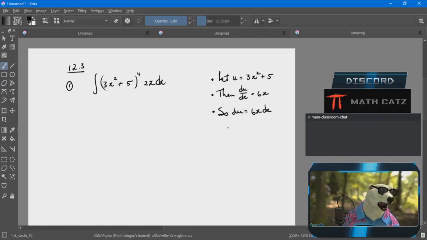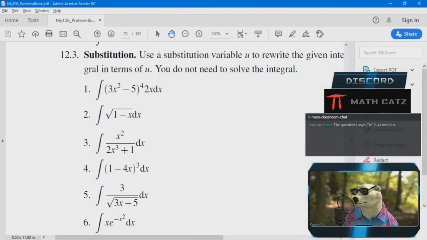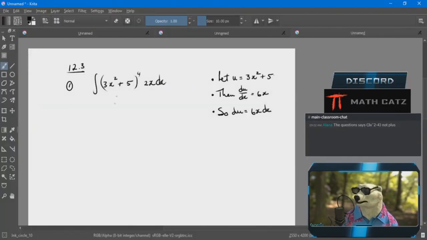This is going to be my key to tell me how to get rid of x's and bring in all u's. Did I not look at the right question? 3x squared minus 5 to the power of 4. Oh, it's a minus. Okay.